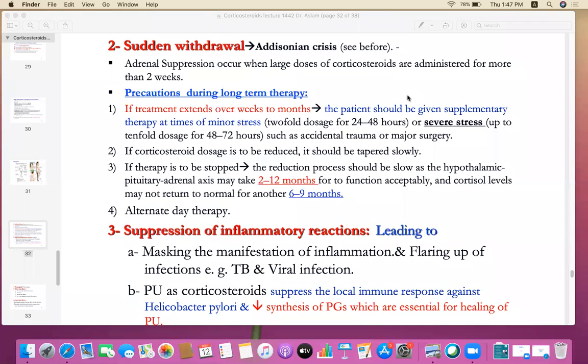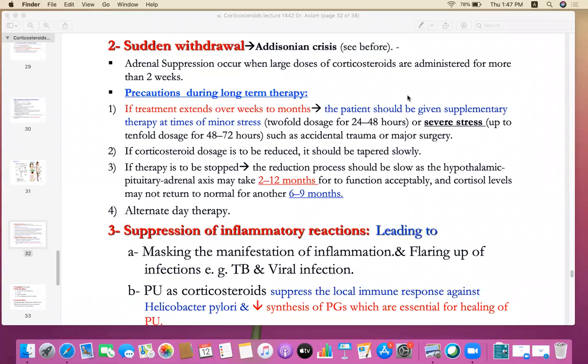If any patient takes these corticosteroids for more than 2 weeks in a large dose, and then stops the drug suddenly, there is an Addisonian crisis. That's why tapering of the dose or gradual withdrawal is recommended.